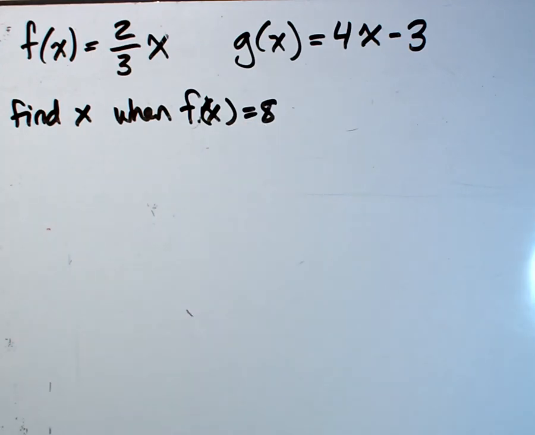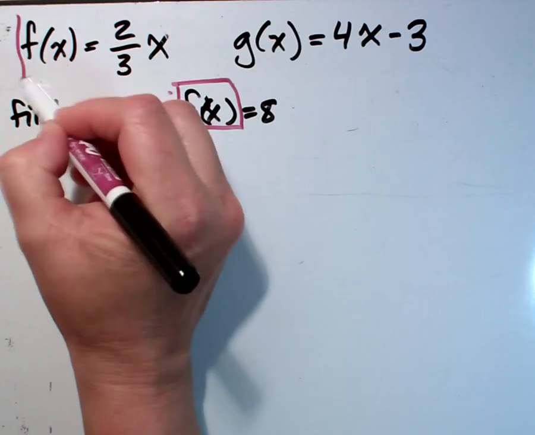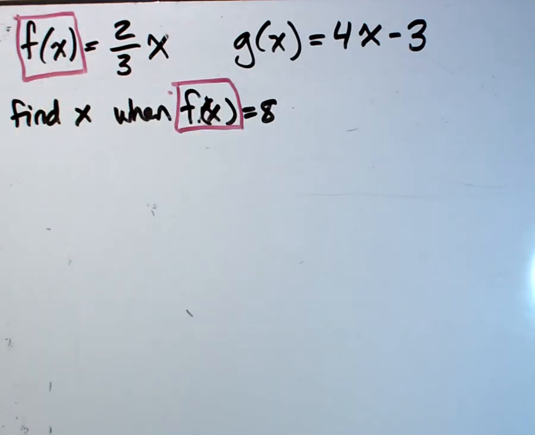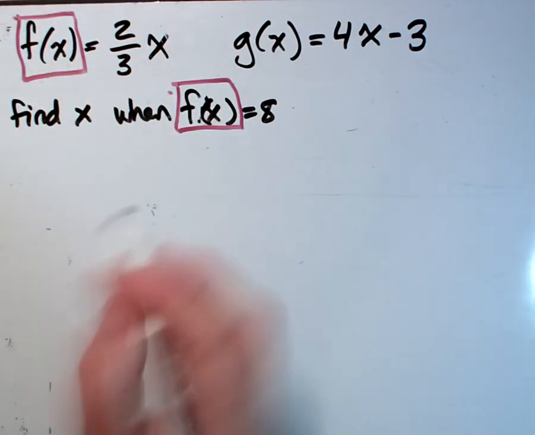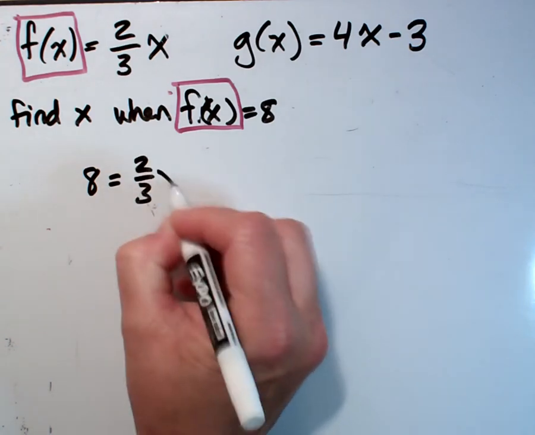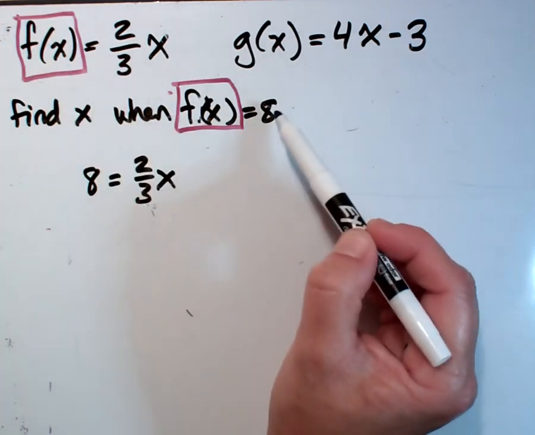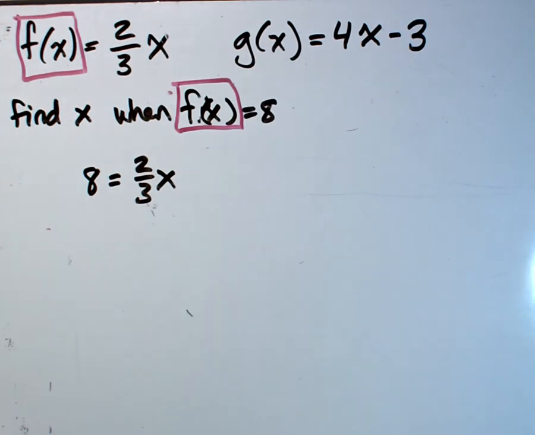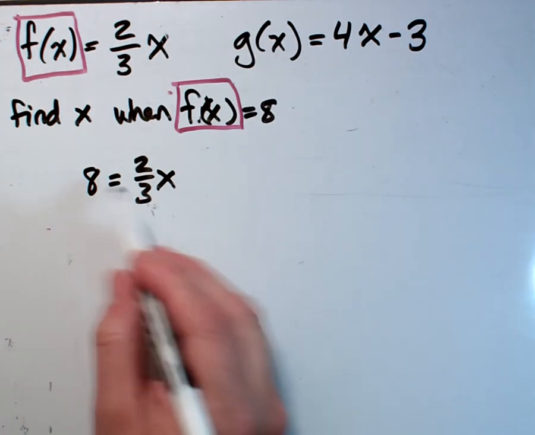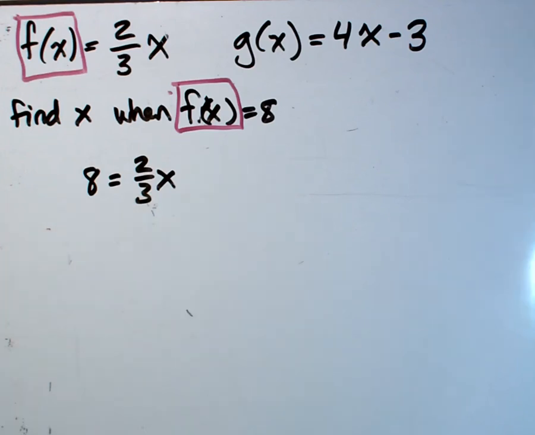So since f of x is equal to 8 and f of x is equal to 2/3 x, I can write the equation 8 is equal to 2/3 x. All I did was replace the f of x with what I know it is equal to, which is 8. So now I want to solve this for x. They wanted me to find x, so I'm going to isolate x.